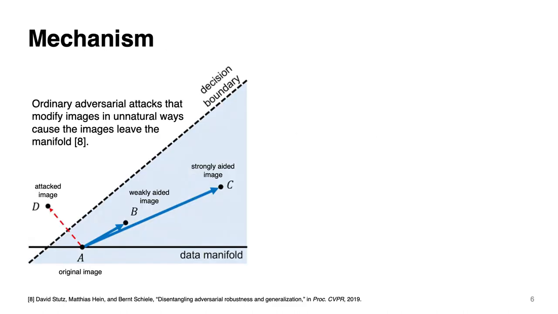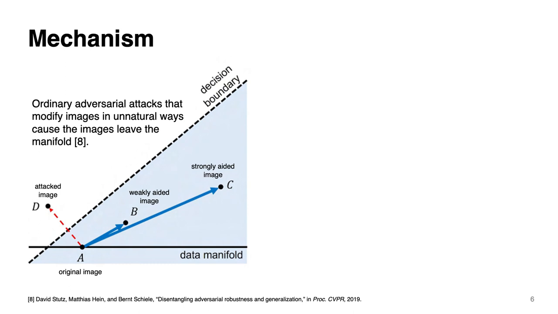The mechanism of the amicable aid is explainable from the viewpoint of the underlying natural image manifold. It is known that when a correctly classified image is attacked with an adversarial noise, in other words, modified unnaturally, the image leaves the data manifold and goes beyond the decision boundary, like A becoming misclassified as D in the figure. Therefore, in a similar manner, when an amicable noise is added to A, the resulting image will also leave the data manifold. However, unlike the attacked image D, the perturbed image will stay inside the decision region, as B and C in the figure, since the image was modified amicably.